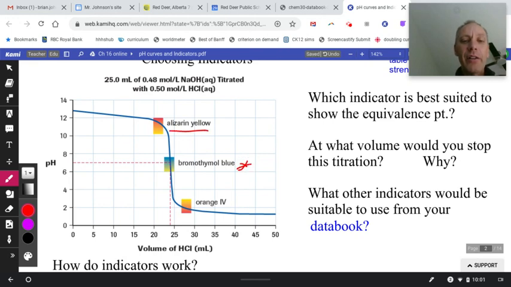If you used alizarin yellow, you would stop too early. You would be before the equivalence point. And if you used orange 4, you would stop too late. You would have missed it.